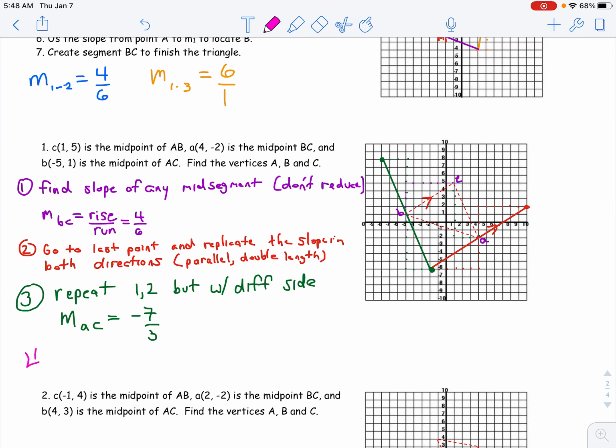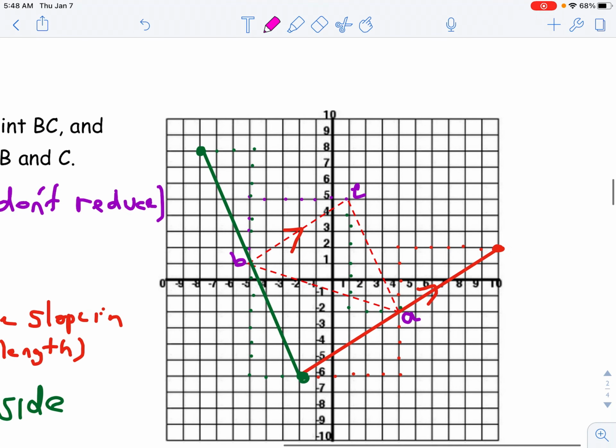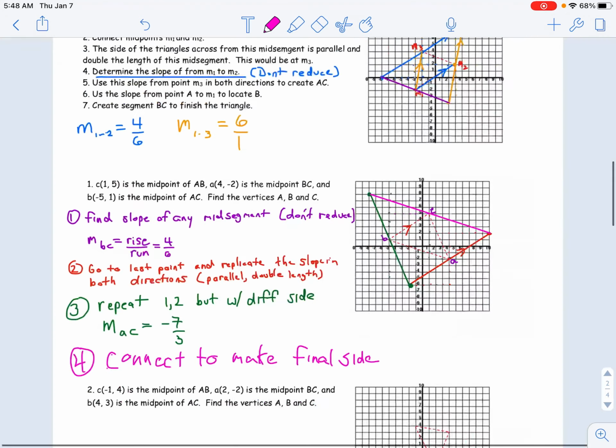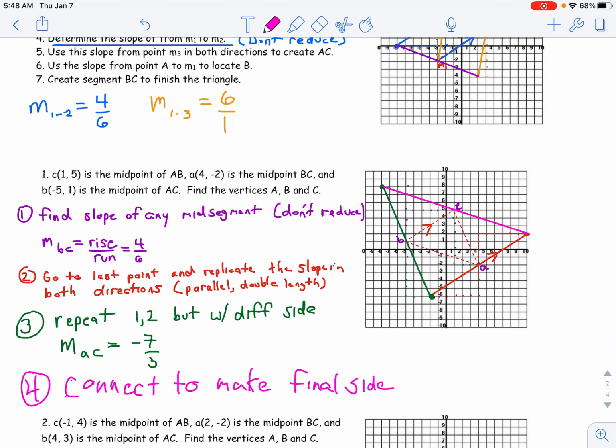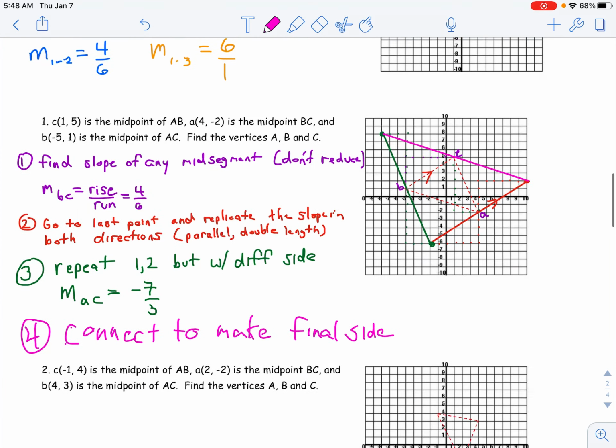And then step 4 is the hardest of them all: connect to make the final side. All right. Sweet. That's it right there.